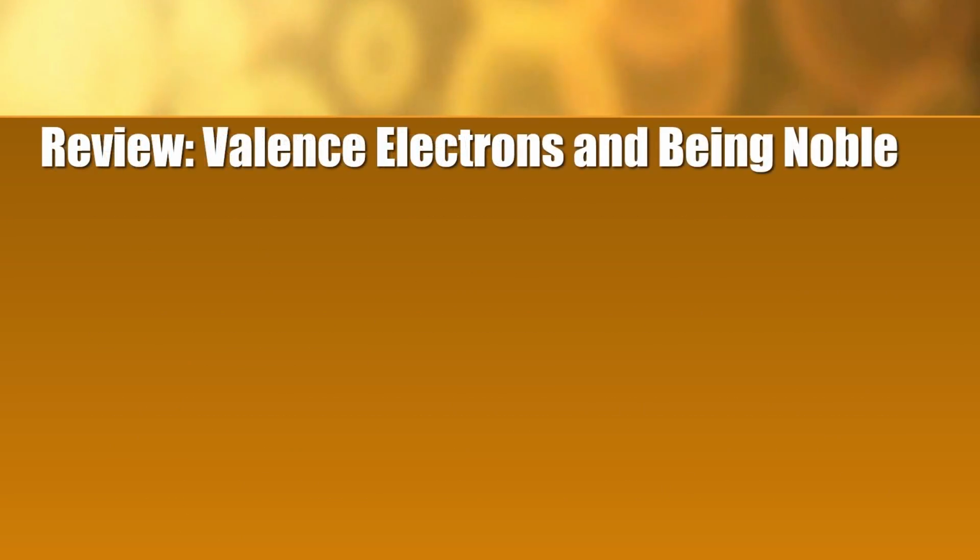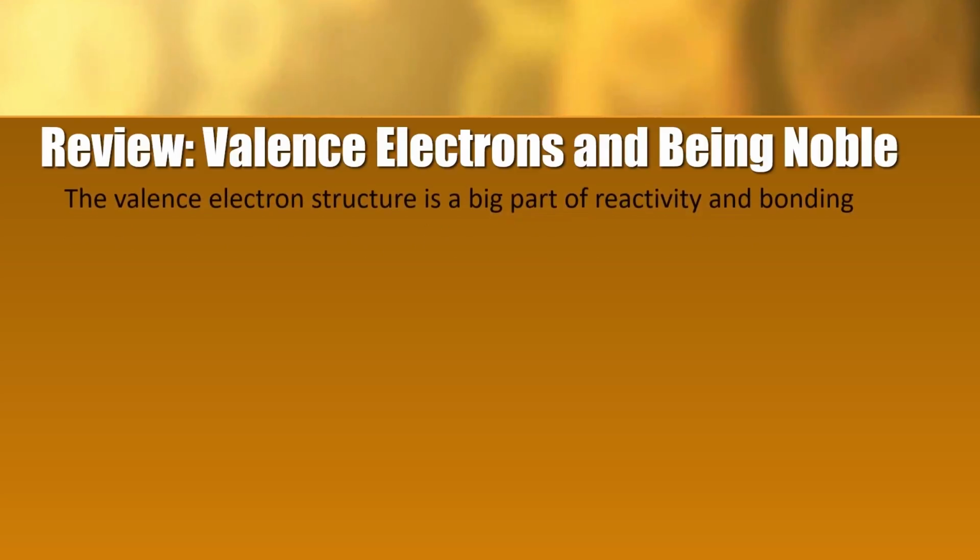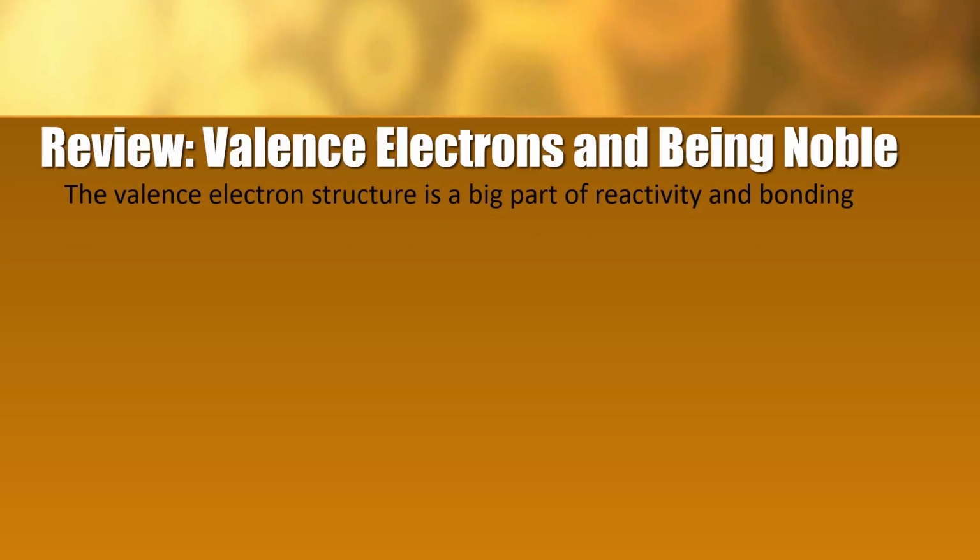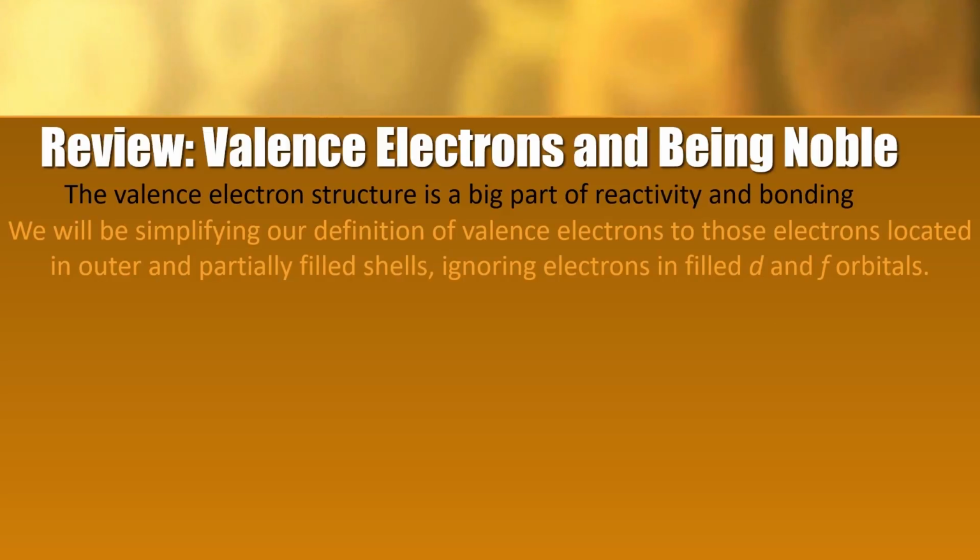Let's do a quick review of a few critical concepts that we will use in this lecture. We are sure that the valence electron structure is the critical factor that determines the reactivity and bonding that we see in compounds. Now we'll be modifying our definition of valence electrons here to simplify our bonding picture. We will look at just the valence electrons located in outer and partially filled shells. This usually means we ignore filled d and f orbitals when calculating the valence electrons.